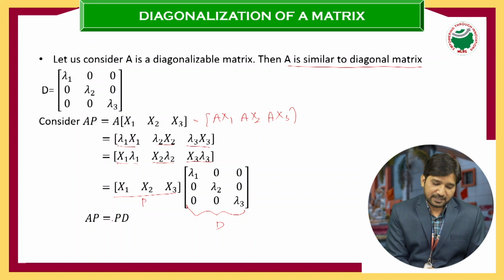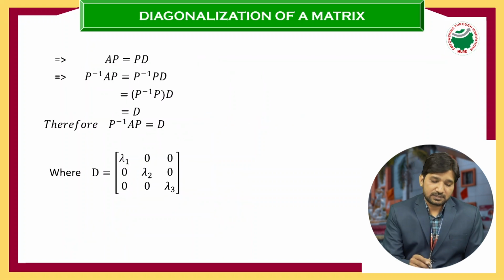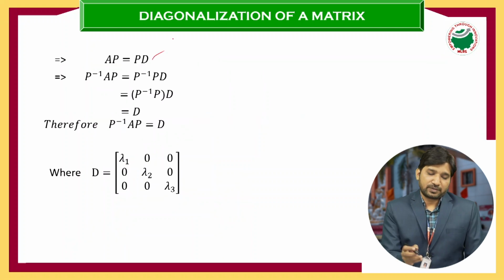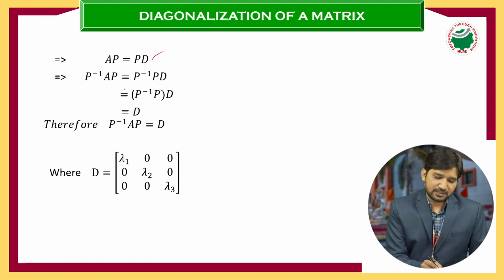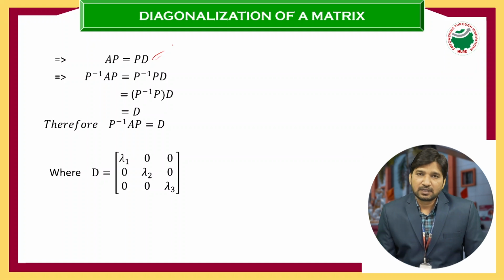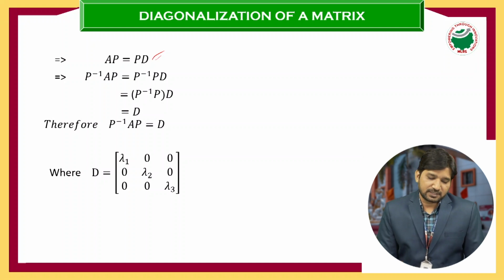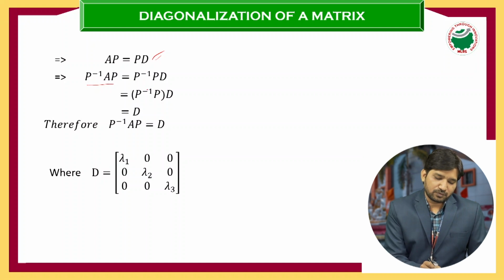So P into D equals P into D. So finally AP equals PD. We can also write this by multiplying both sides by the P inverse matrix. Multiplying on the left side by P inverse, we get P inverse AP equals P inverse PD, which we can also write as P inverse into P into D.